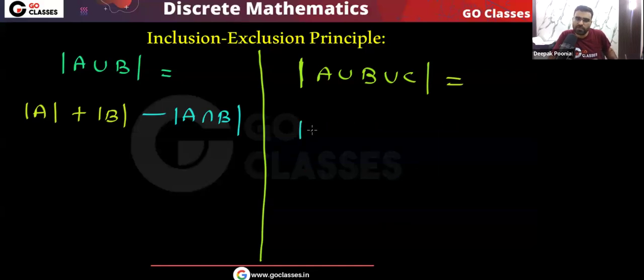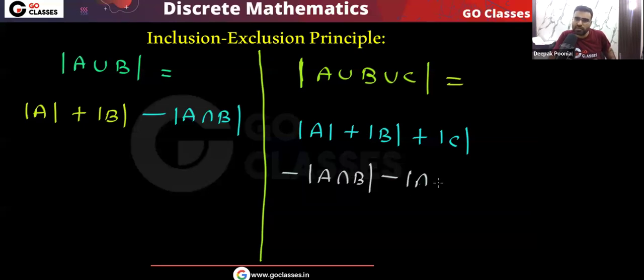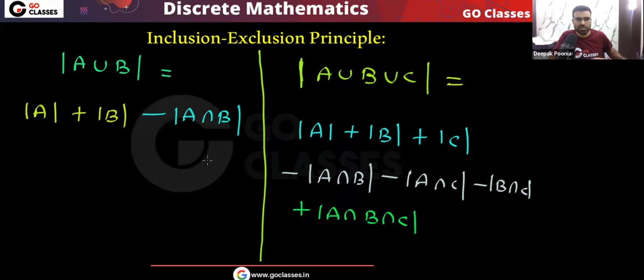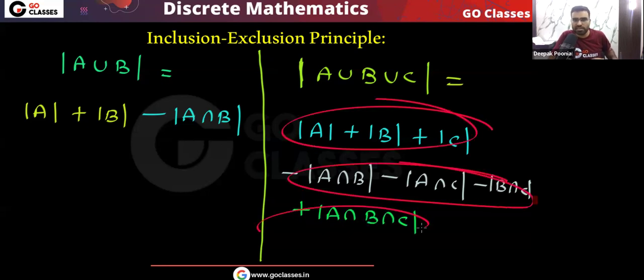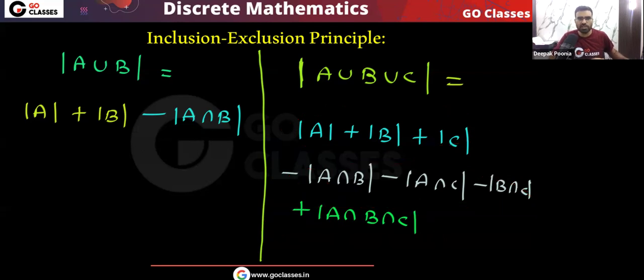So it will be like this: number of elements in A plus number of elements in B plus number of elements in C, single plus, minus number of elements in A intersection B, minus number of elements in A intersection C, minus number of elements in B intersection C, and plus number of elements in A intersection B intersection C. So you can see single plus, double minus, triple plus. Alternating plus and minus, and so on, it will go.